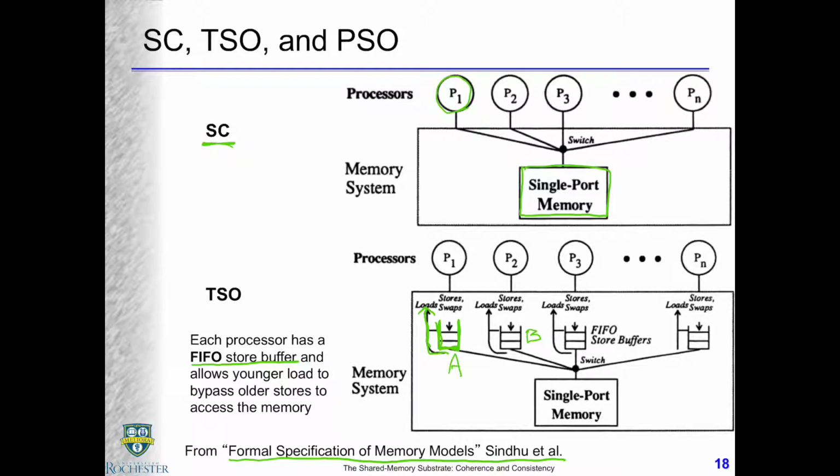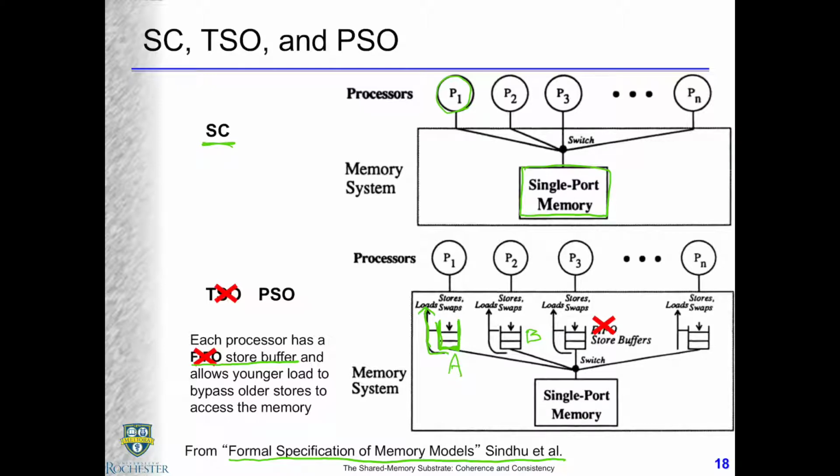So that's total store ordering. So what's partial store ordering? Well, it's a really simple change. You just get rid of the FIFO. The store buffer is a buffer. We don't necessarily guarantee that we carry out the stores in the buffer in FIFO order. We can carry them out in any order we deem fit.